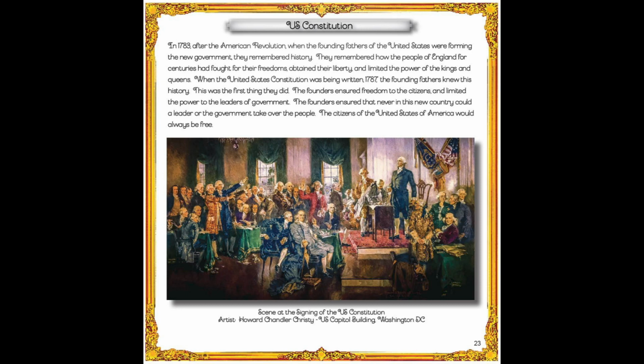When the United States Constitution was being written in 1787, the founding fathers knew this history. This was the first thing they did. The founders ensured freedom to the citizens and limited the power to the leaders of government. The founders ensured that never in this new country could a leader or the government take over the people. The citizens of the United States of America would always be free.